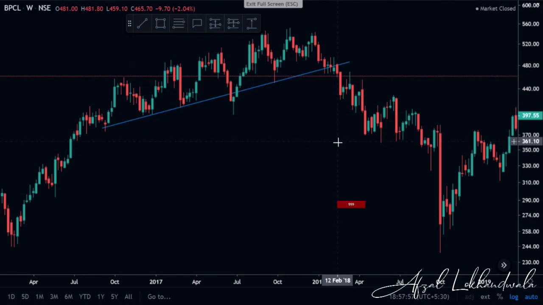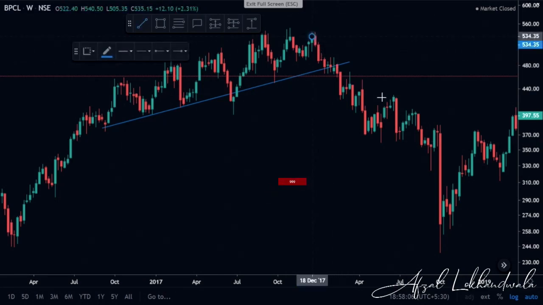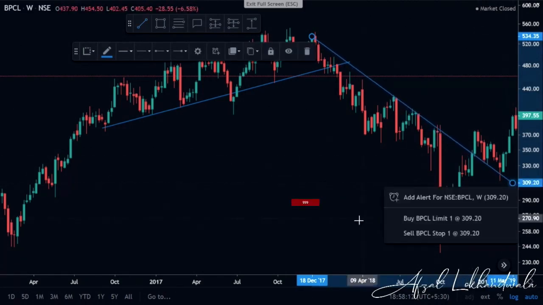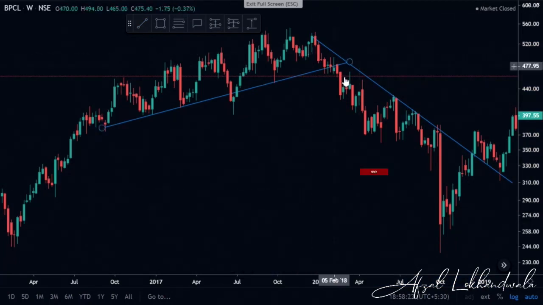In a downtrend, how do we draw a trend line? We connect all the swing highs. Let us do it. So we have connected the highs nicely. Let us see how price reacts.